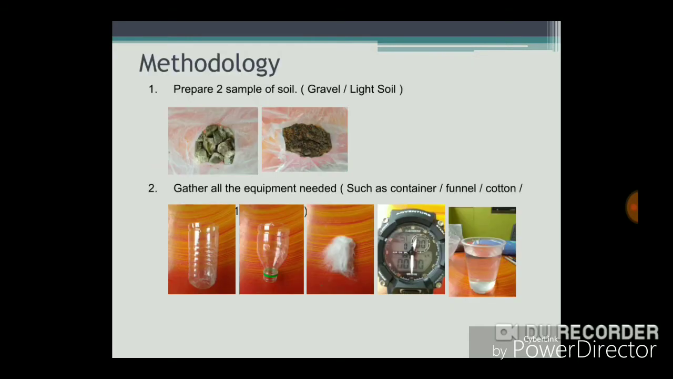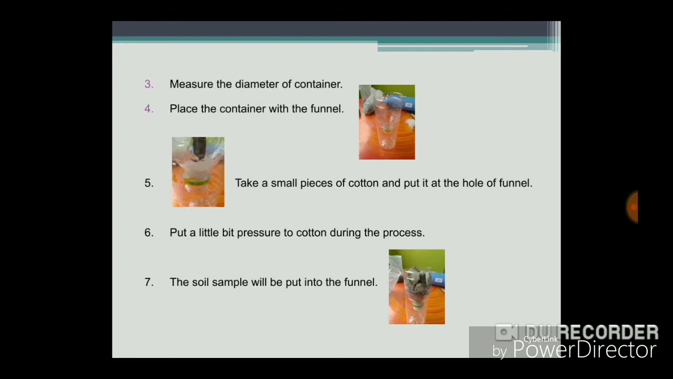For methodology, the first one, we will prepare two samples of soil, gravel and light soil. The second one is gather all the equipment needed, such as container, funnel, cotton, stopwatch, and water. Third one is measure the diameter of the container so that we can calculate the volume of water. Fourth is place the container with the funnel. Fifth is take a small piece of cotton and put it at the hole of the funnel. It is to make sure that the sample, gravel, and light soil do not reach the bottom of the container.